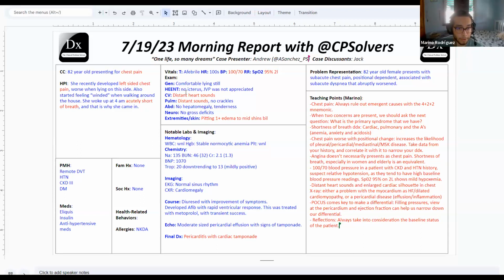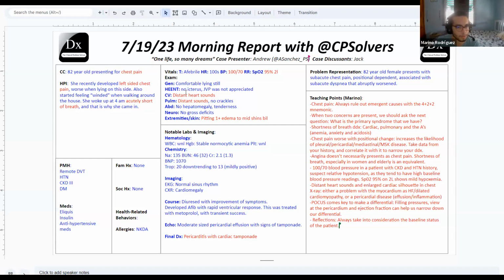This is when POCUS or echocardiography comes in as key to make a differential and narrow it. It can allow us to see the filling pressures, take a look at the pericardium, and also see the ejection fraction to differentiate between a pericardial disease and a myocardial disease. Later, when we obtained the echo results, we saw that this patient had a moderate sized pericardial effusion with signs of tamponade. So basically it really gave us the diagnosis with just one test.